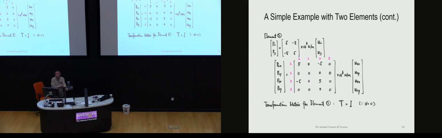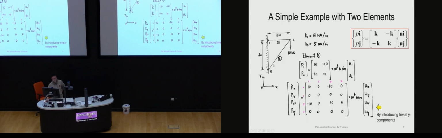So let's do element 2. For element 2, you have P2 and P3, right? So you have 2 and 3. Let's suppose element 2 is pointing from 2 to 3, so this is node I, this is node J. So what is the rotation angle alpha? It should be more than 180 degrees, right? It should rotate all the way from this side to the other side, okay? So you need to make that clear.